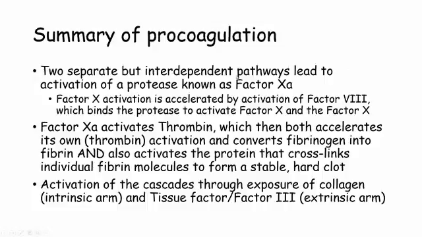So to summarize, procoagulation consists of two separate but interdependent pathways leading to factor 10 activation. Factor 10 then activates thrombin, which then does several things. It accelerates its own activation, it converts fibrinogen into fibrin, and it also activates the cross-linking protein. And both these cascades are activated through the exposure of proteins that are seen in the subendothelial layer, collagen or tissue factor.